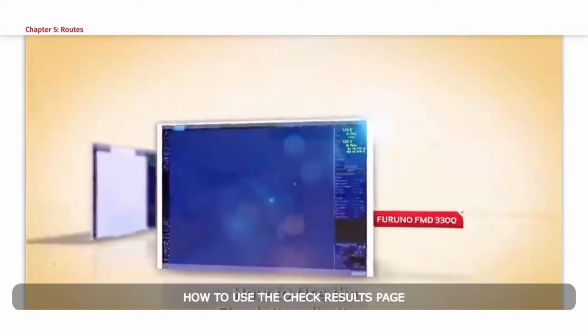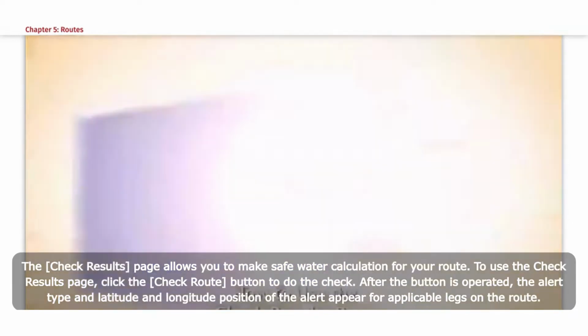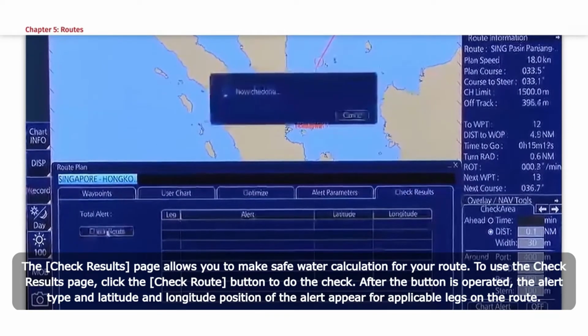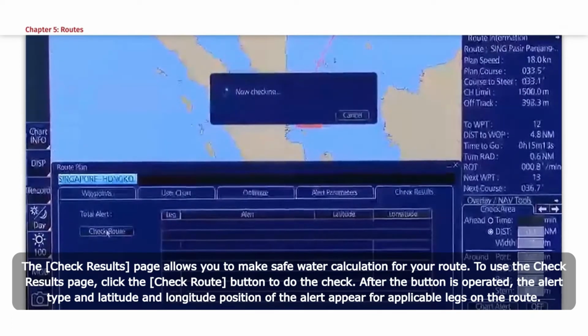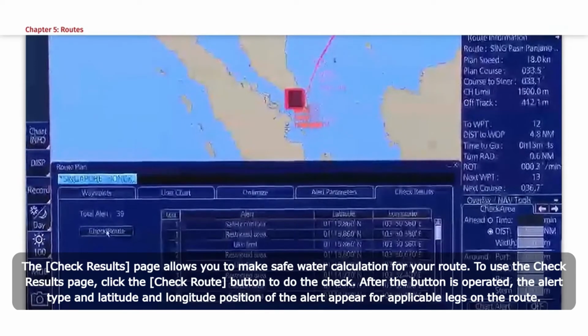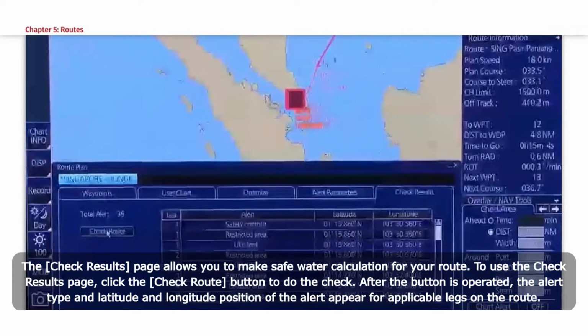How to use the Check Results page. The Check Results page allows you to make safe water calculation for your route. To use the Check Results page, click the Check Route button to do the check. After the button is operated, the alert type and latitude and longitude position of the alert appear for applicable legs on the route.